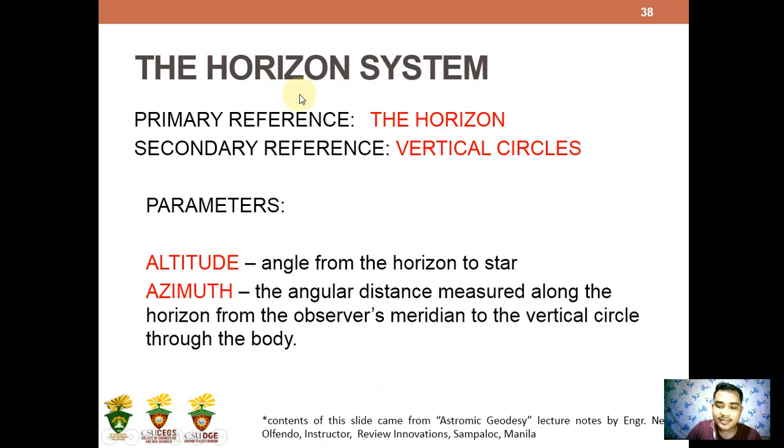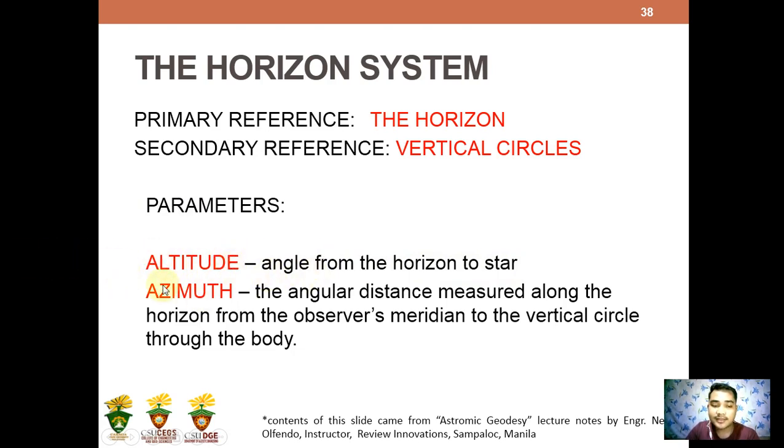So the horizon system as a whole: the primary reference plane is the horizon, or the observer's horizon, and the secondary reference is the vertical circles. The parameters: the altitude. This is the angle from the horizon going to the star. So this is the parameter from the horizon plane.